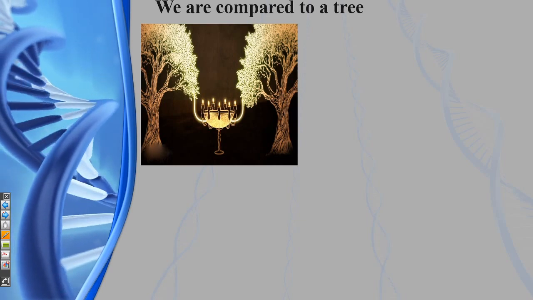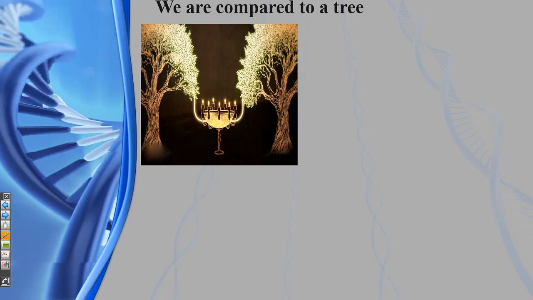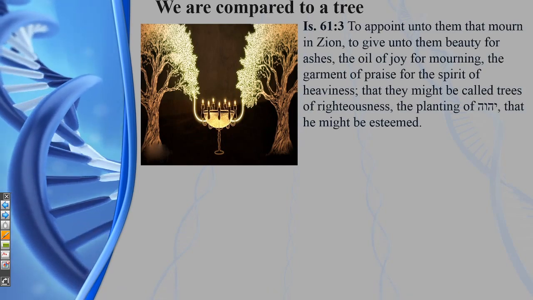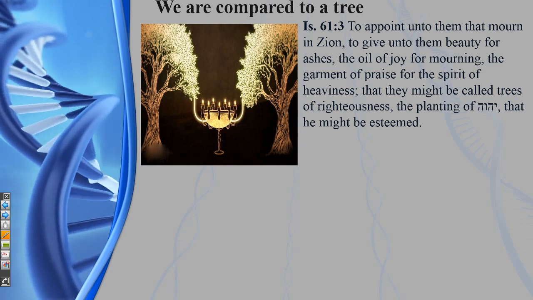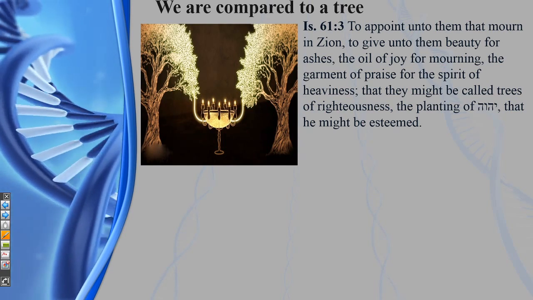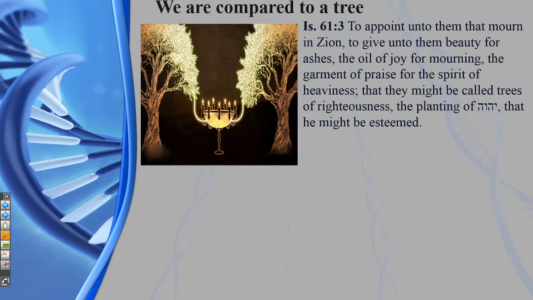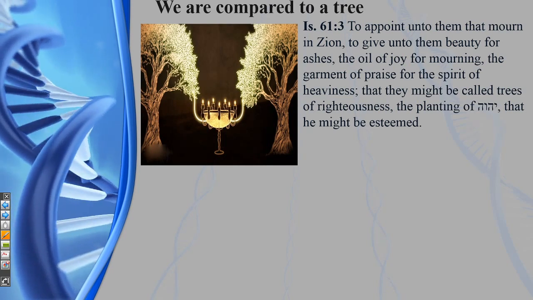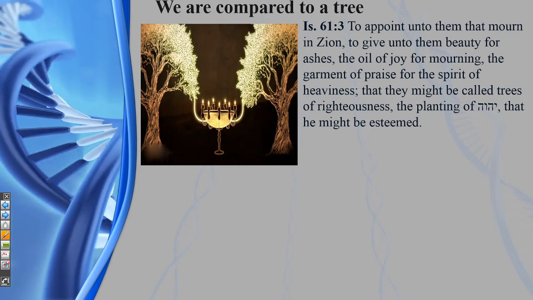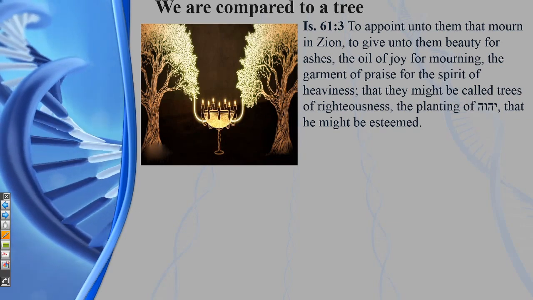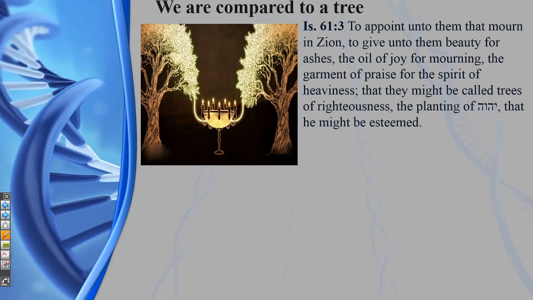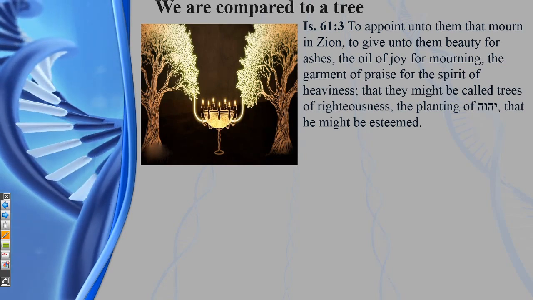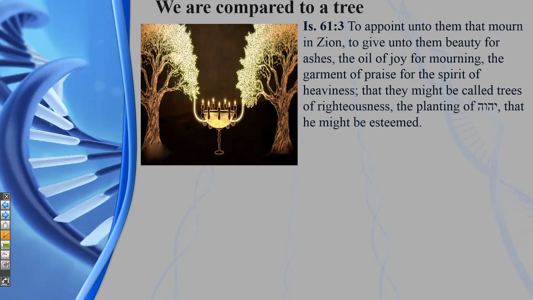All right, so we are compared to a tree. Isaiah 61:3 says, to appoint unto them that mourn in Zion, to give unto them beauty for ashes, the oil of joy for mourning, the garment of praise for the spirit of heaviness, that they might be called trees of righteousness, the planting of Yahuah, that he might be esteemed, or as the King James says, glorified, right? So again, why is he comparing it to a tree?